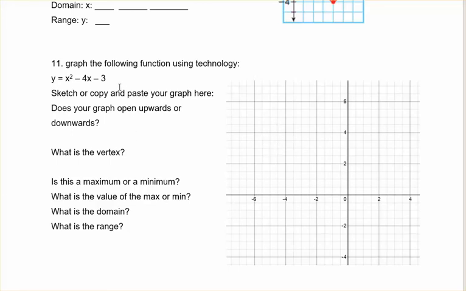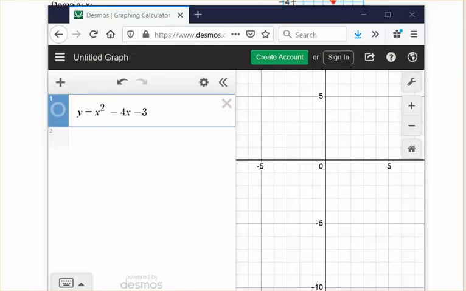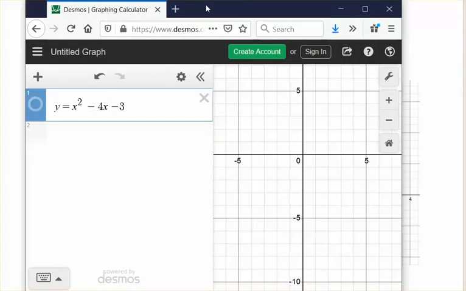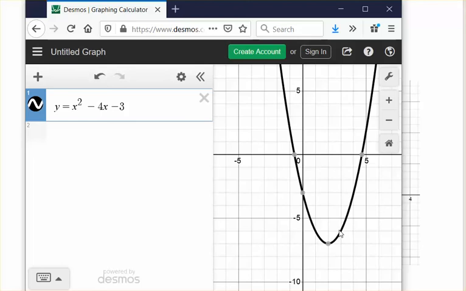So it's y equals x squared minus 4x minus 3. I'm going to use Desmos and show you what that would look like. So I have the graph in Desmos, y equals x squared minus 4x minus 3. I just typed in exactly what it was for number 11, and I haven't turned it on yet, but I'll click this to show what that graph would look like. This actually does show some points on here.